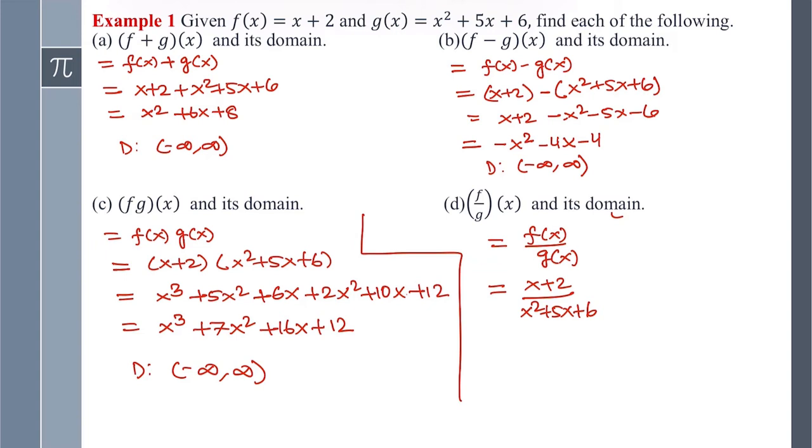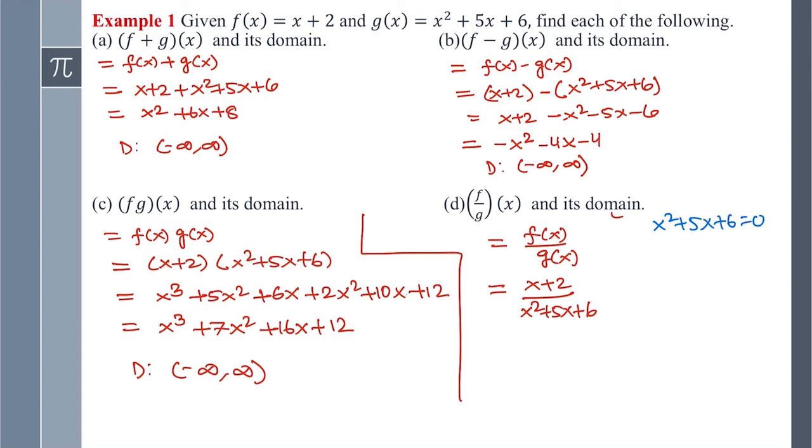And you know how to find the domain of this one. We already discussed that in one of the previous videos. The domain of this rational function consists of all x values such that the denominator is not 0. So we'll go ahead and solve x squared plus 5x plus 6 equals 0.